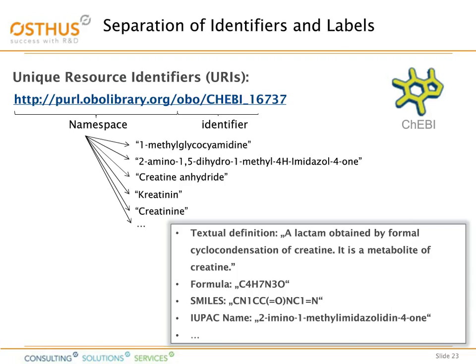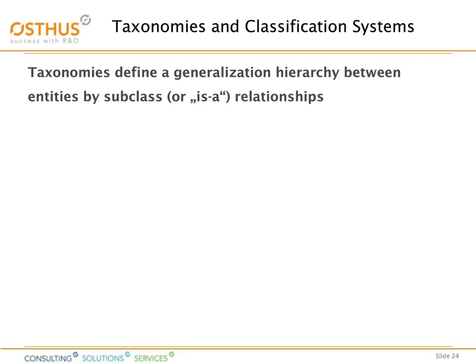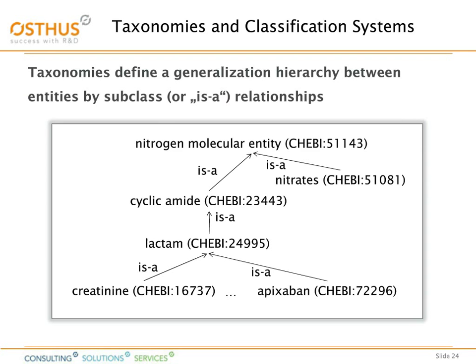ChEBI not only gives us all this information on different names and synonyms, it also gives us taxonomies and ontologies. And taxonomies and ontologies are a higher level of organization of your data, and they give you relationships between the terms. So on your screen right now, you see a hierarchy for creatinine, which shows that creatinine is a lactam, which is a cyclic amide. This information can actually help you look at your data in a different way and use it to investigate your data from different perspectives.